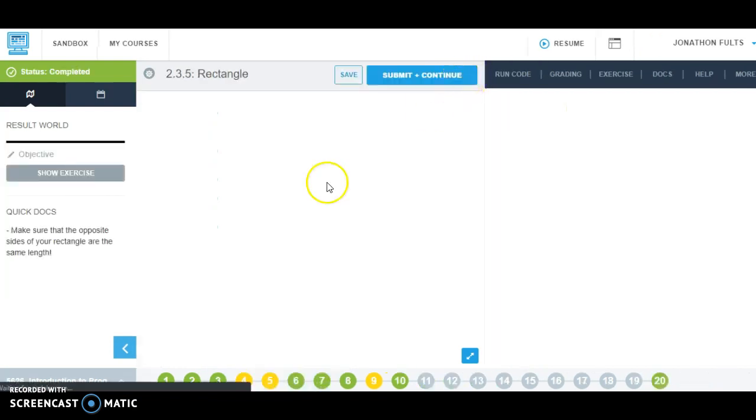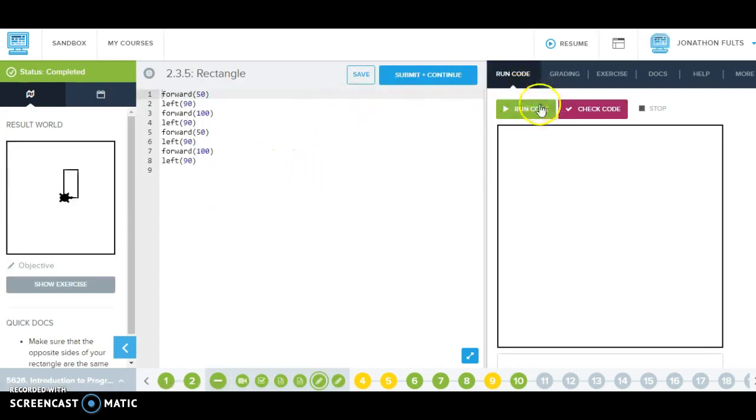Then we have rectangle. This one is the same as the square, except the sides are 100 instead of 50.